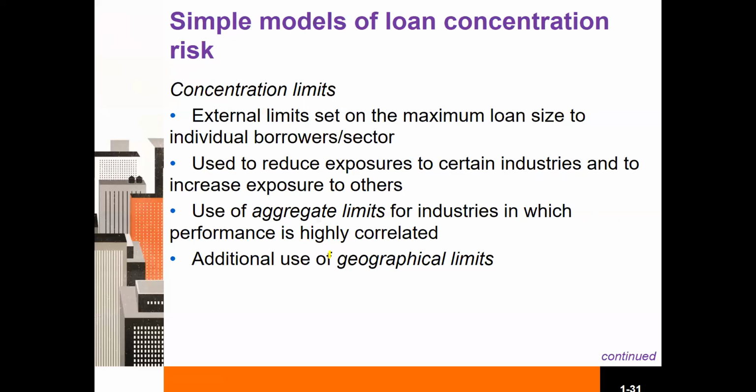Typically, financial institutions set concentration limits to reduce exposure to certain industries and increase exposure to others. So when two industry groups' performance is highly correlated, a financial institution may set an aggregate limit of less than the sum of the two individual industry limits. Financial institutions typically set geographic limits as well. They may set an aggregate portfolio limit or a combination of industry and geographic limits.